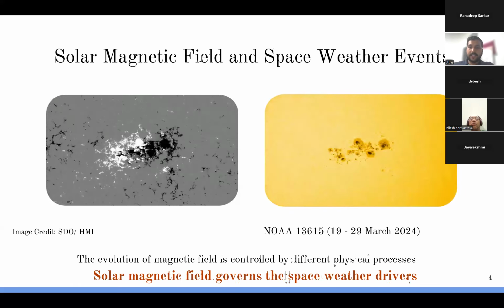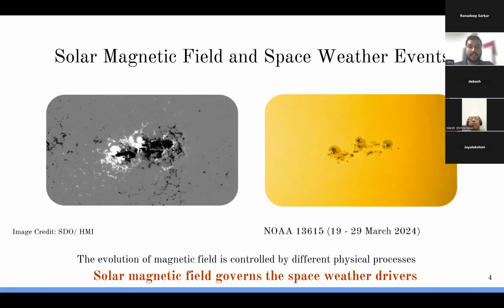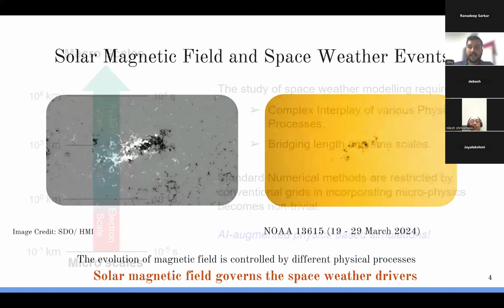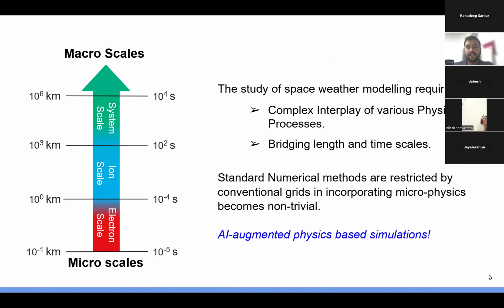So with this intention, we wanted to study the solar magnetic field. And why do we need artificial intelligence? The first thing is that in such a system, there are different physical processes that I'll be discussing in a couple of slides ahead. And there are different scales, like length and time scales, inbuilt in all these processes. So it is very hard if you want to do a fruitful complete simulation incorporating all the length scales and all the time scales.